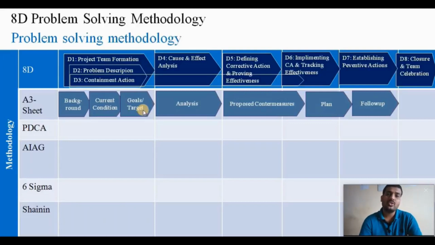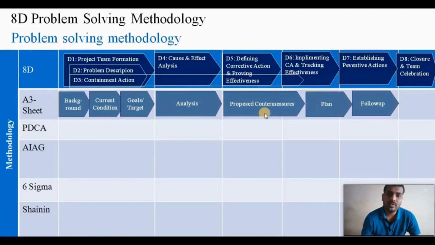Then analysis. Here you have to do the cause and effect analysis and Why-Why analysis, or you can use any of the 7 quality control tools for the analysis purpose. Then here come the proposed countermeasures. From those Why-Why analyses or cause and effect analyses you have to define the corrective measures, and then you have to implement those corrective measures in the plan phase. You have to do a follow-up for completion of those corrective measures. So this is about the A3 sheet.